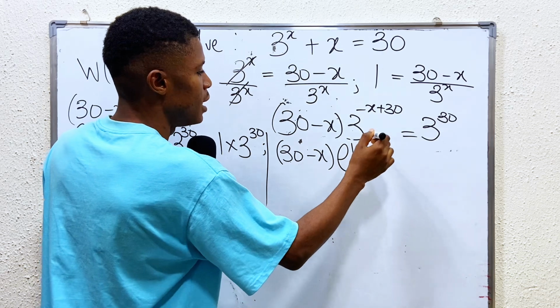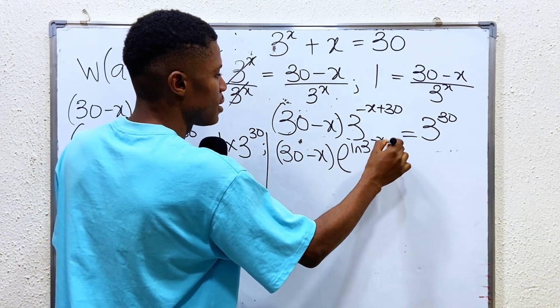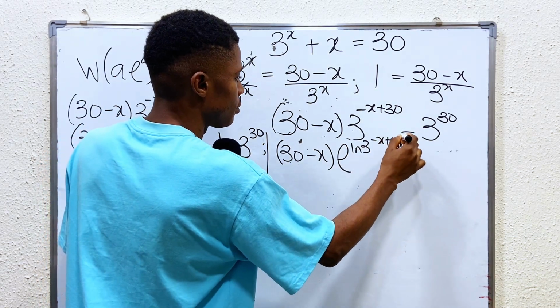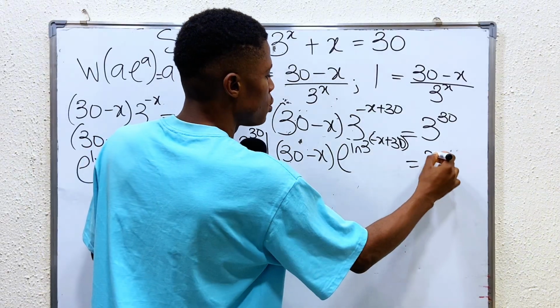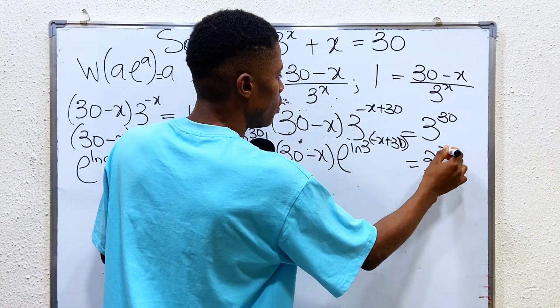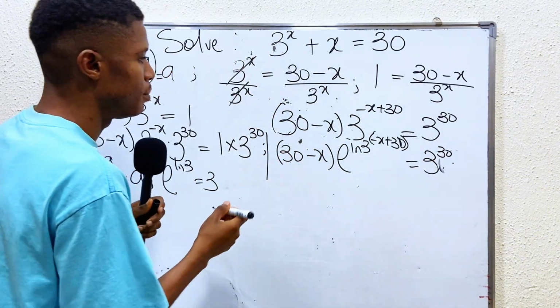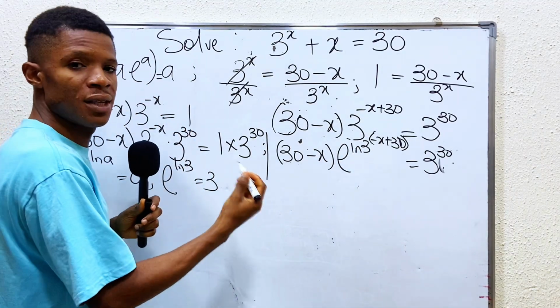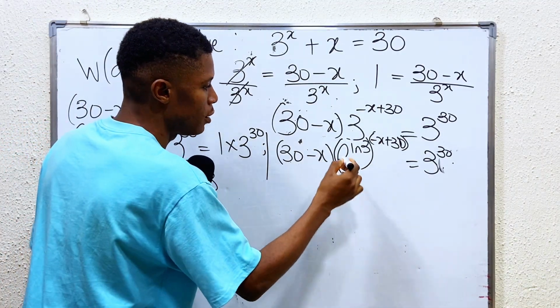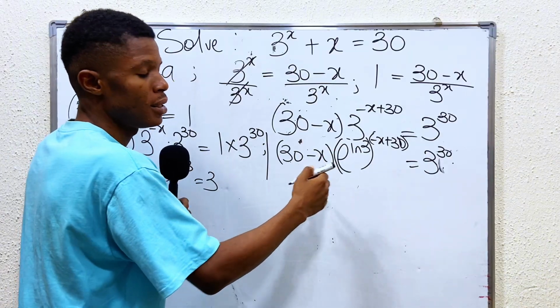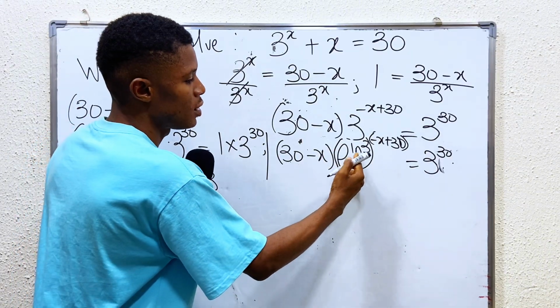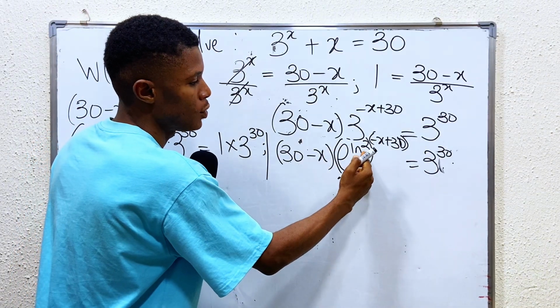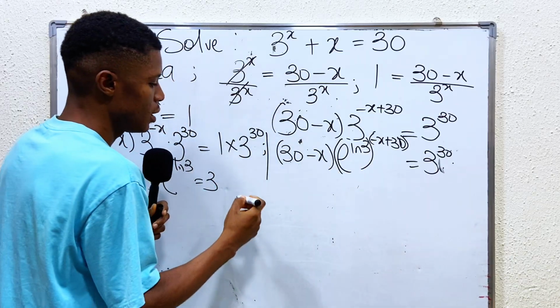3 to the power of minus x plus 30 is equal to 3 to the power of 30. Basically, what we have just done, we can now write this to be, this is because e to the power of ln 3 is equal to 3. So this is just an exponent and they are multiplying. So these two are multiplying themselves.